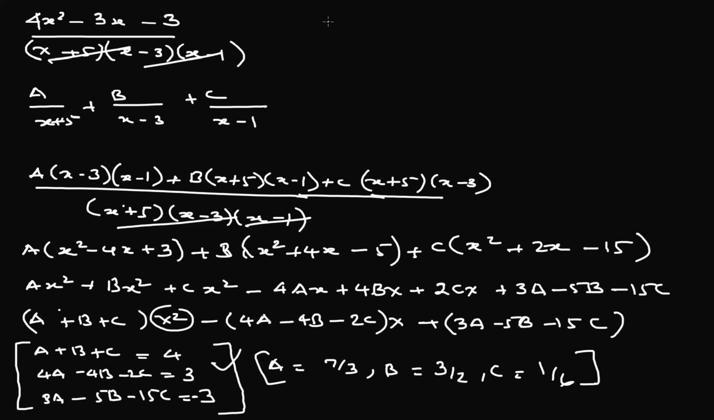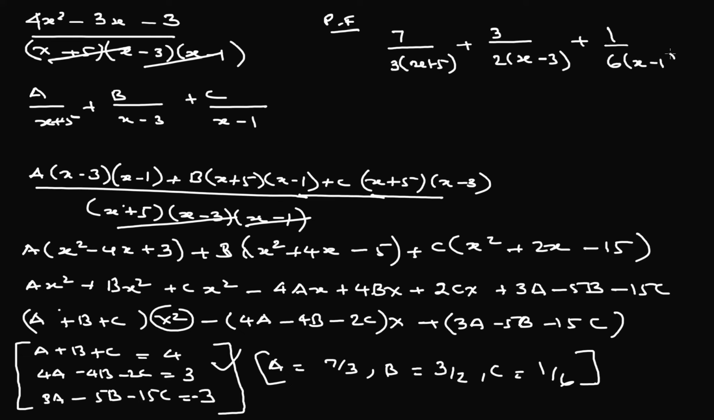And so now our partial fraction will become, now we have to be careful because these are fractions. So we'll have 7 over 3 times x plus 5. Then we'll go B, which is 3 over 2, times x minus 3. Then we'll have C is 1 over 6, so we'll have 1 over 6 times x minus 1. So this is our partial fraction.